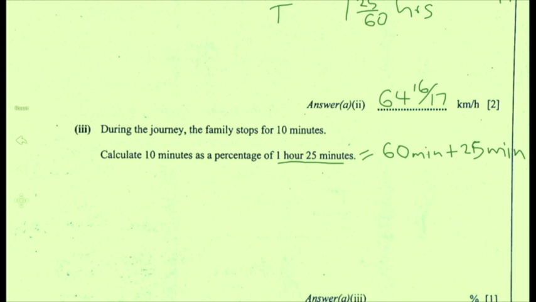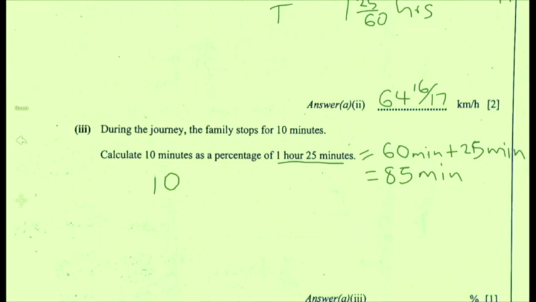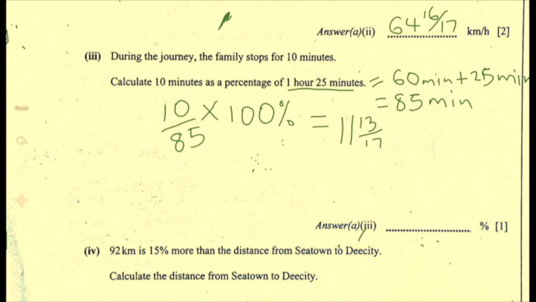So you get 85 minutes. Then the question says calculate 10 minutes as a percentage of 1 hour 25 minutes. So therefore you're going to say the 10 minutes out of 85 minutes, then you have to write that as a percentage. So multiply that by your 100%. So if you work out that, you'll find that that will be 11 and 13 over 17. That's your answer there in percentages. So it's 11 13 over 17%.